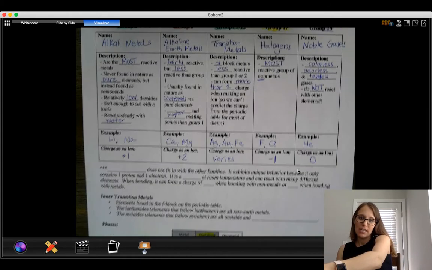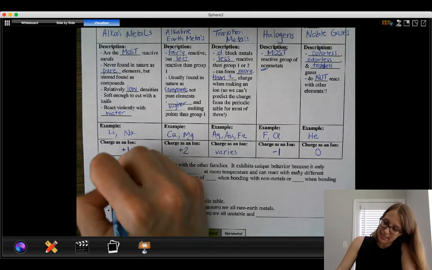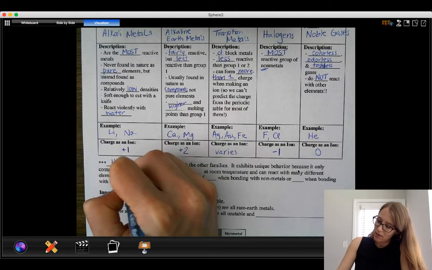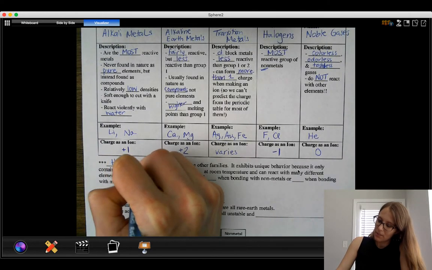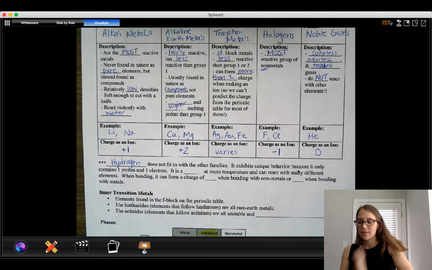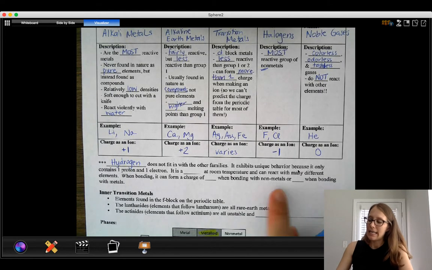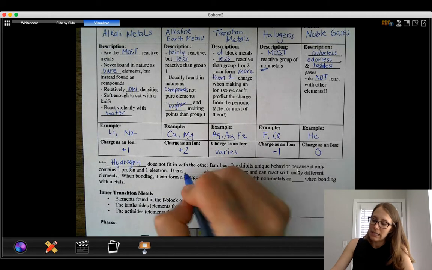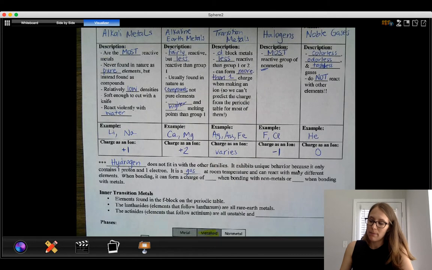Couple things just to tack on here. We already kind of said this at the top. Hydrogen doesn't fit in with the other families. Hydrogen is a unique element, so it doesn't really have a family to fit in with. It exhibits unique behavior because it only is 1 proton and 1 electron.